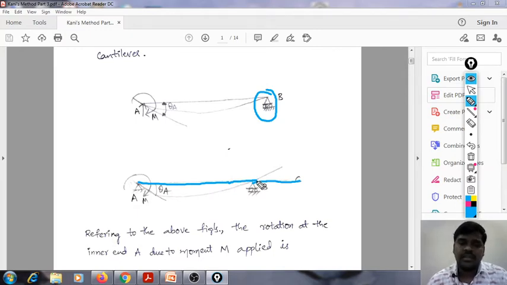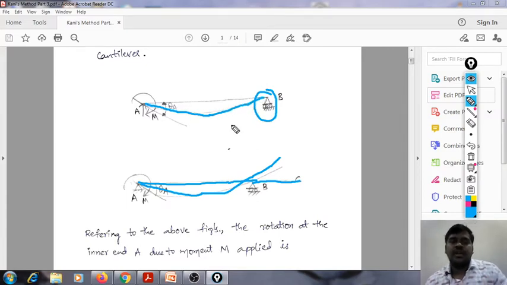So BC is an overhanging part, and if we draw an elastic curve, it will go in this way. The diagram is very light, so that is the reason I am drawing it again. So this is the elastic curve. When we draw the elastic curve here, what we can observe is the moment is 0 at both the ends.